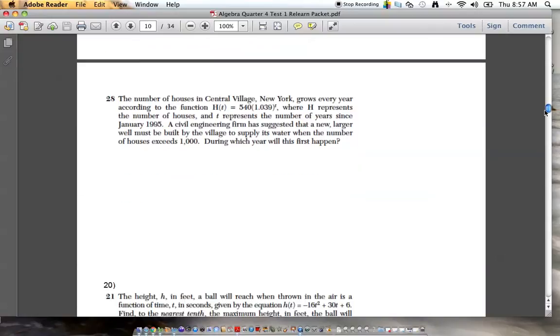The number of houses is represented by this particular function. Years since 1995. Suggests a new well must be built. Where does it exceed 1,000? Okay. All right, so look, there's a couple of different ways to do this. Probably the easiest way for your purposes is to graph it. And when you graph it, the graph will look like this. So what you're going to do now is it wants to know when will it exceed 1,000.